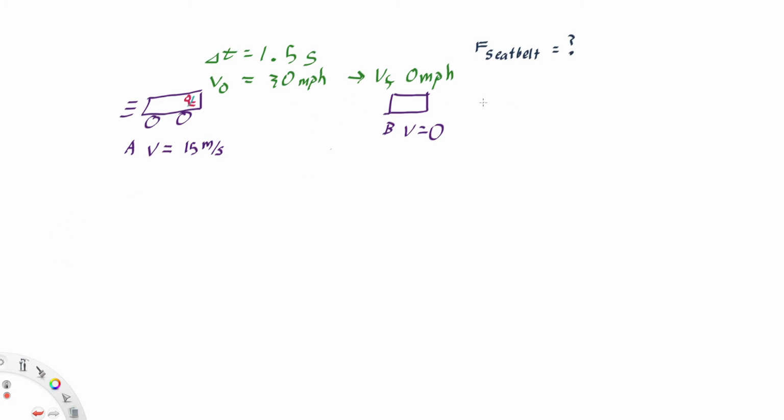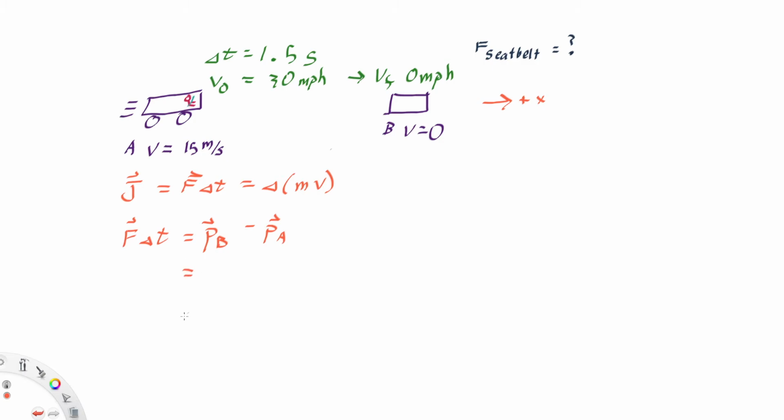Let's define to the right as the positive direction. And we're going to say that an impulse is caused by a force applied over a time, and that causes a change in momentum. So force times time is going to equal change in momentum, which is going to be momentum at B minus momentum at A.